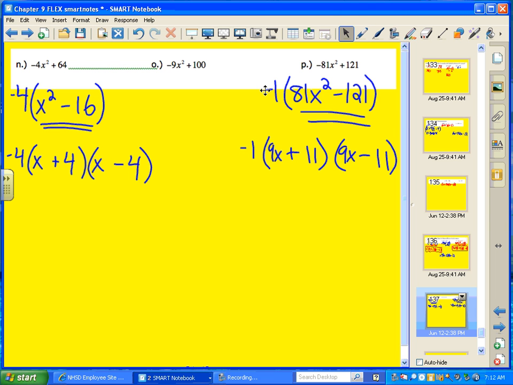Okay, this concludes the first part of the lesson of factoring by difference of perfect squares. Please keep in mind those 3 characteristics. Okay, and also remember this is another way to solve for x-intercepts of a parabola.